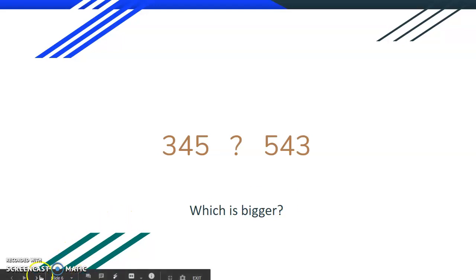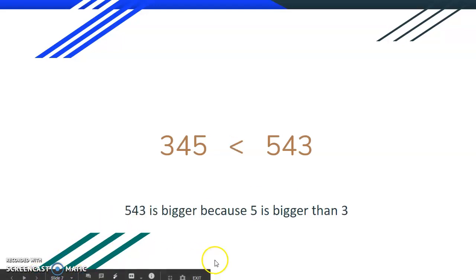So in this case, it is our 543. So we're going to pick the sign that has the open side going towards the 543. And the reason we know that one is bigger is because 5 is bigger than 3.